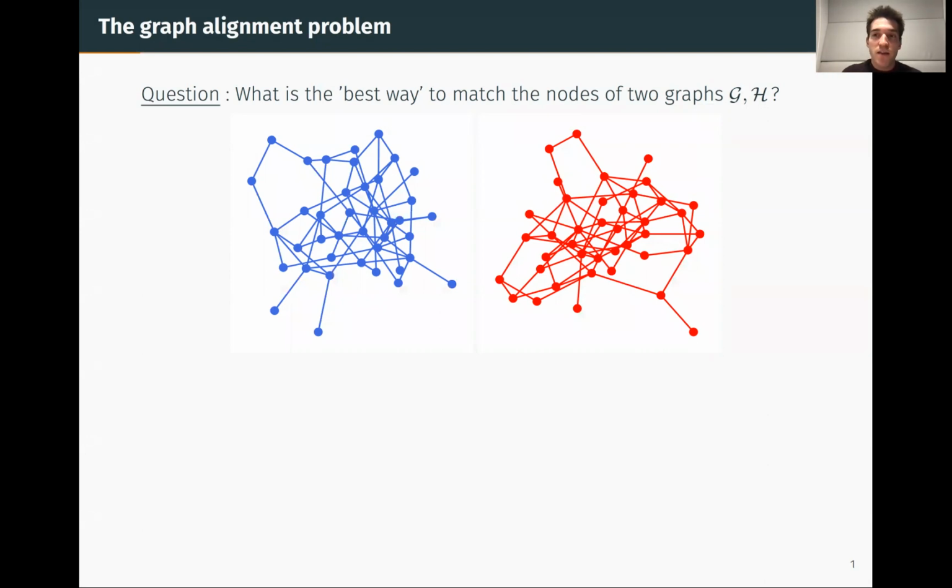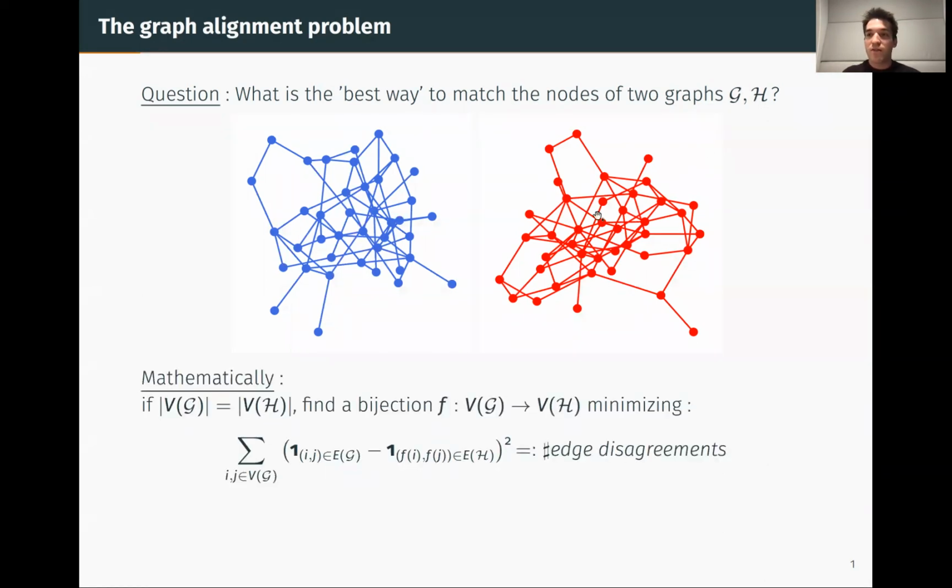So in the case where the two graphs have the same number of nodes for simplicity, we can ask the problem as follows. We want to find a bijection from the nodes of G to the nodes of H that minimizes the following quantity here. So this quantity is the number of edge disagreements between the two graphs. Namely, we want F to preserve most of the edges, right? So if I and J are connected in G, then F of I and F of J are also likely to be connected in H.